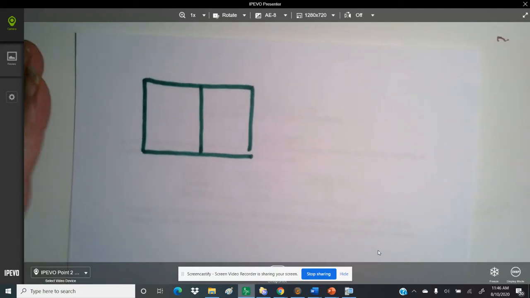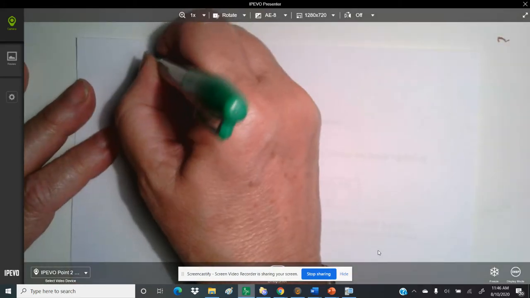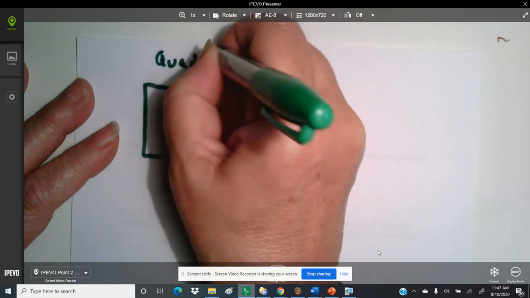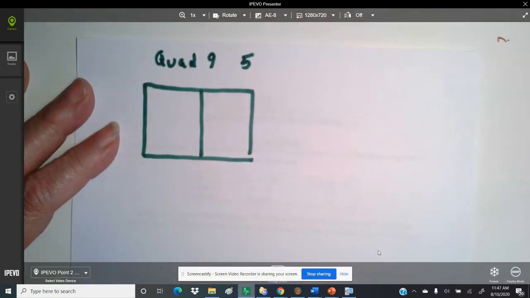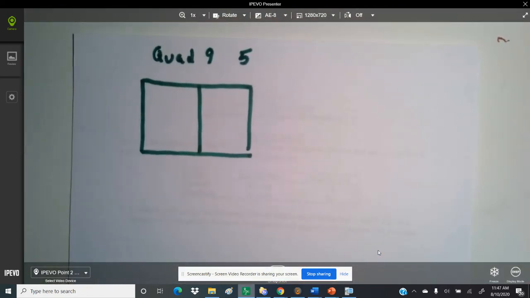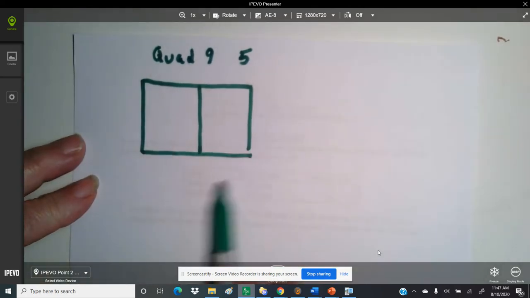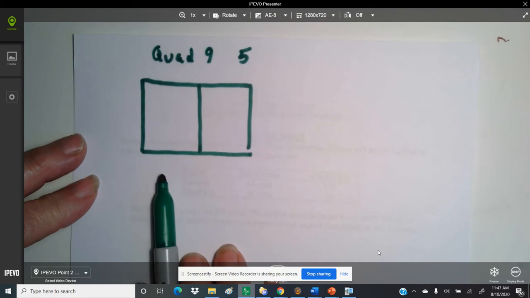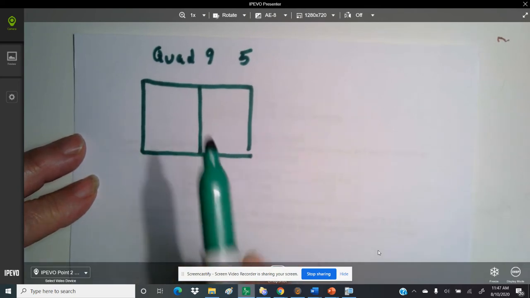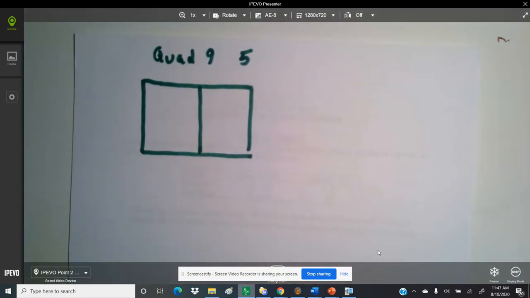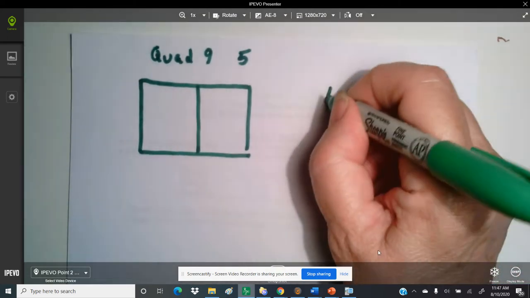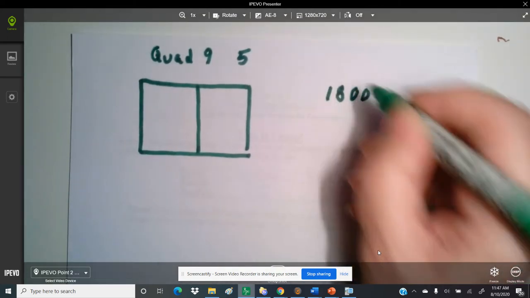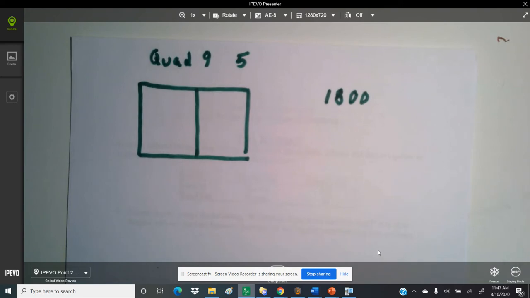Right, so we have this fencing problem. This is quad 9, number 5. We have a fencing problem, and they have an area, and they want to break it up into 2 different fencing areas. So they maybe want to put chickens on one side and, I don't know, turkeys on the other. And they have 1,800 feet of fencing. So that is what's given.